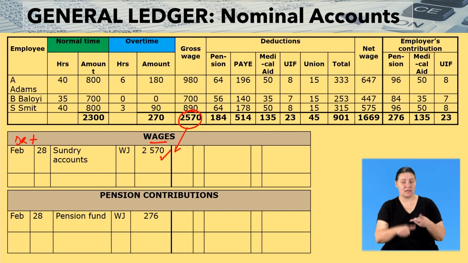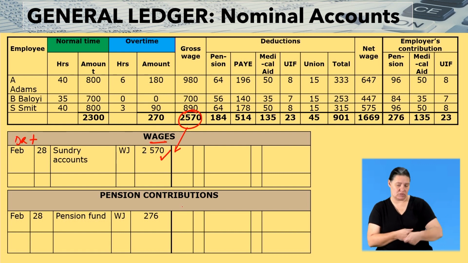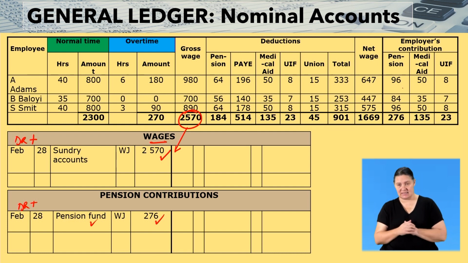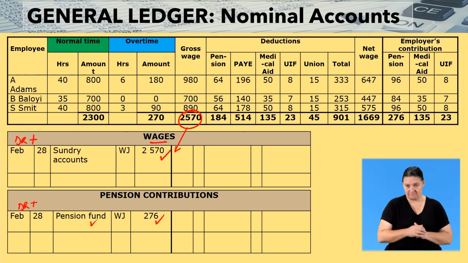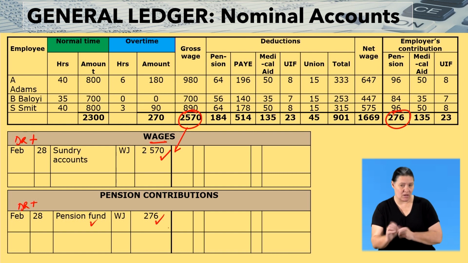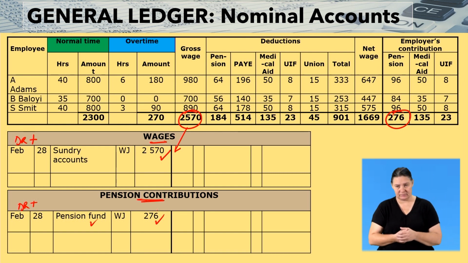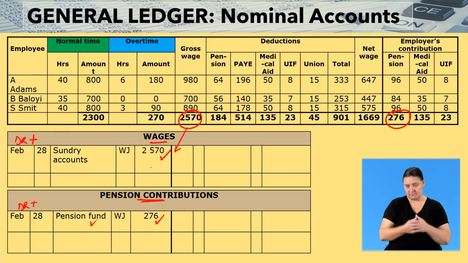The next account is pension contribution. Pension contributions, remember this is an expense to the company as well. And then on the debit side, I'll have my pension fund, 276. This is contribution. No deduction in here, only contribution. In the nominal accounts, we're focusing on the contributions.